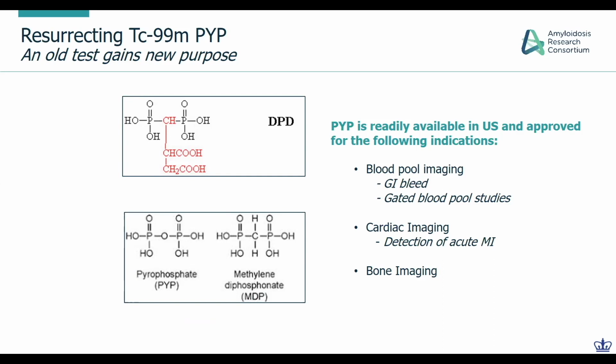It was approved for bone imaging, which is widely used in the US, and also for blood pool imaging for GI bleed, and also for MUGA studies, gated blood pool studies. And it was also approved in the late 70s and early 80s for detection of acute myocardial infarction.